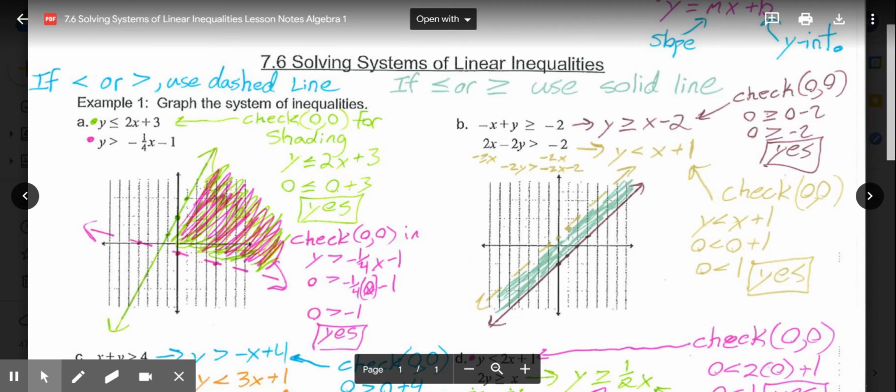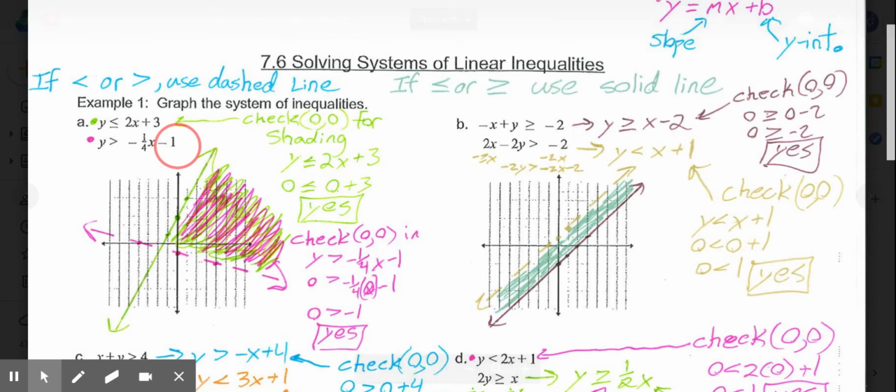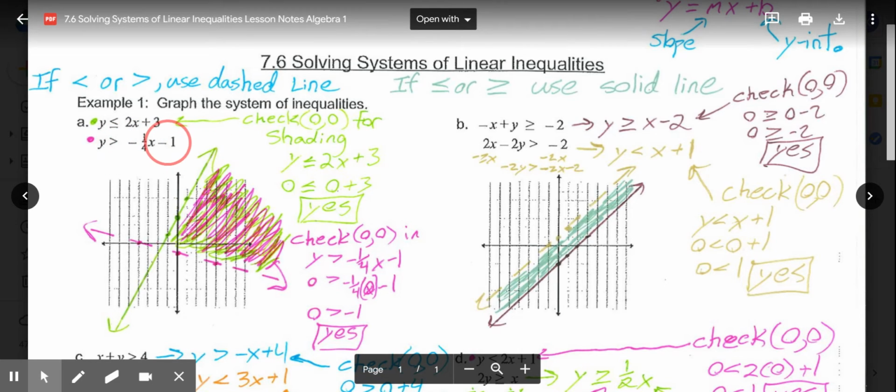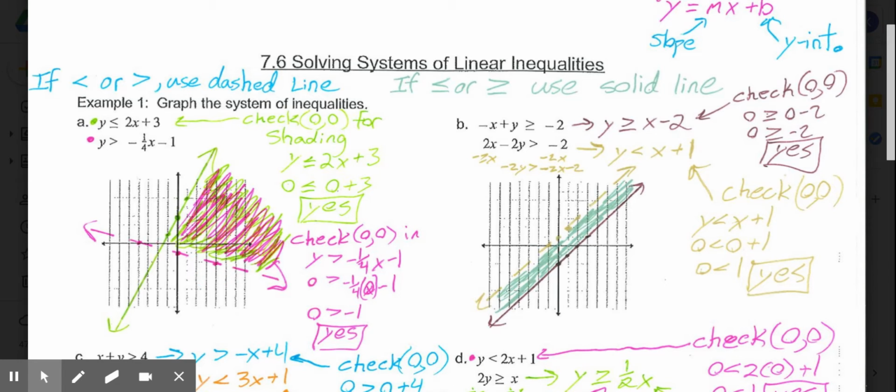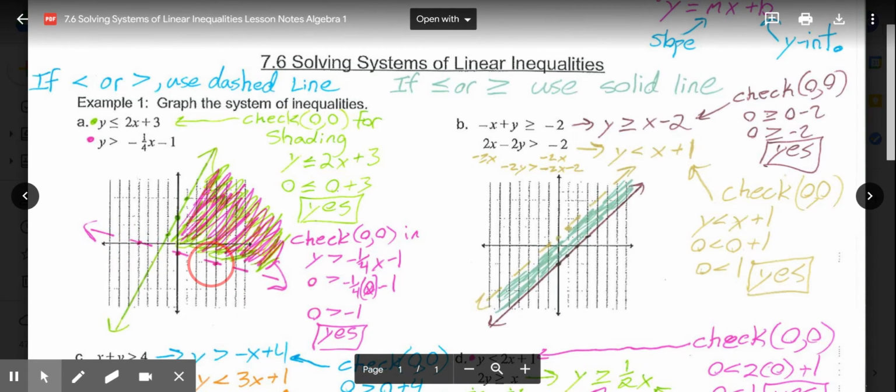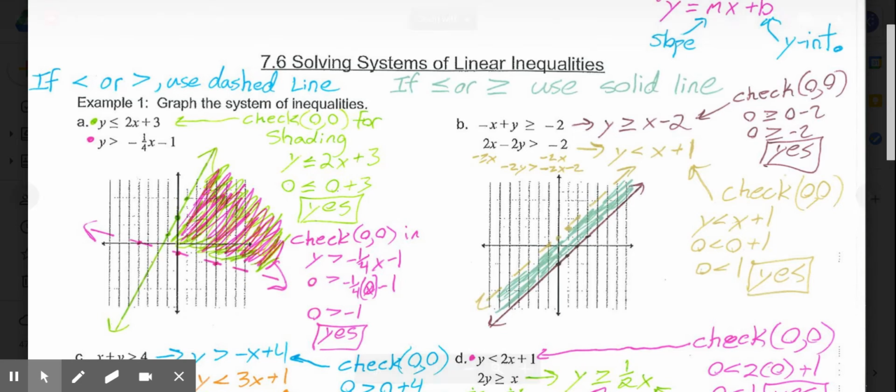Then for our other equation, y is greater than negative 1/4 x minus 1. So in this case, I know it's a dashed line, and my y-intercept is a negative 1. So my first point is over 0, down 1. From that point, I follow my slope, down 1, right 4. And there's our next point, and then we can draw in our dashed line. So at this point, you should just have your 2 lines.